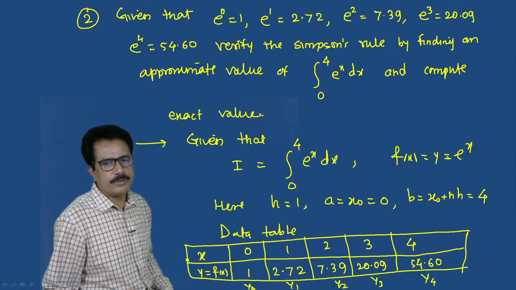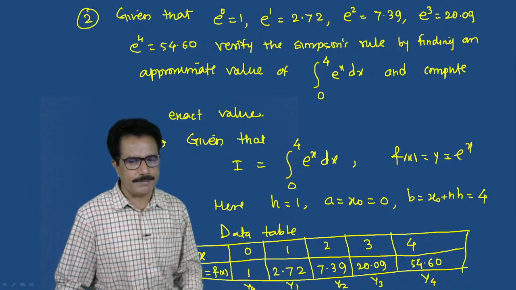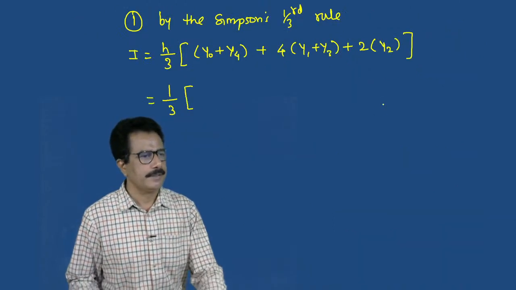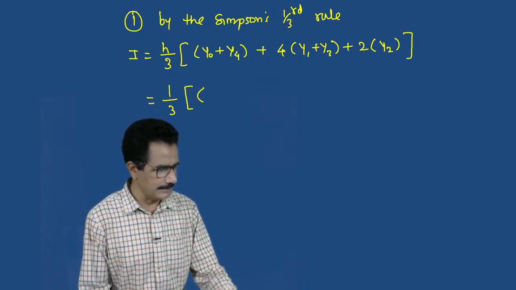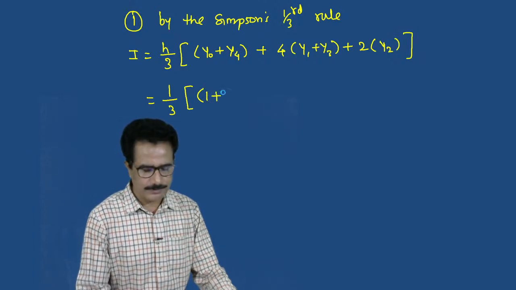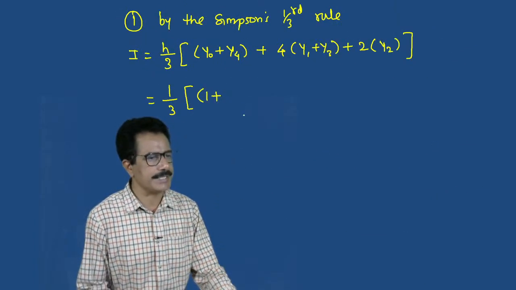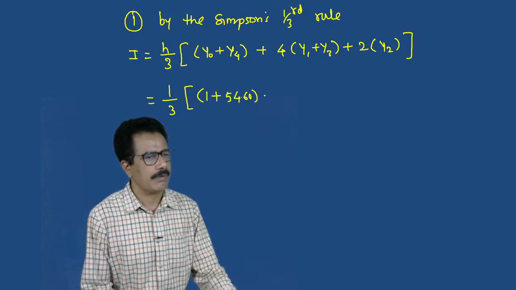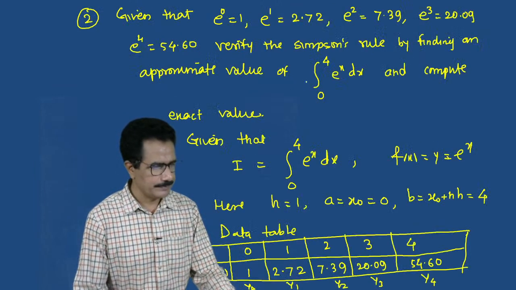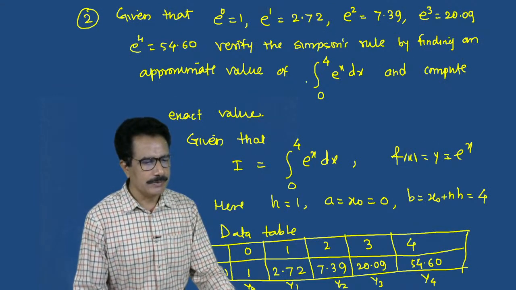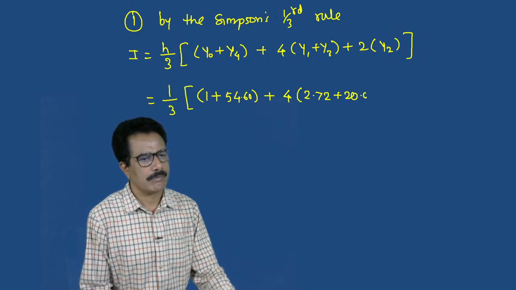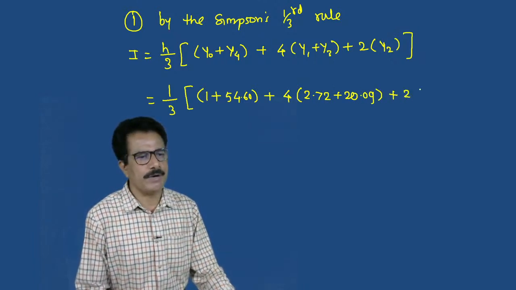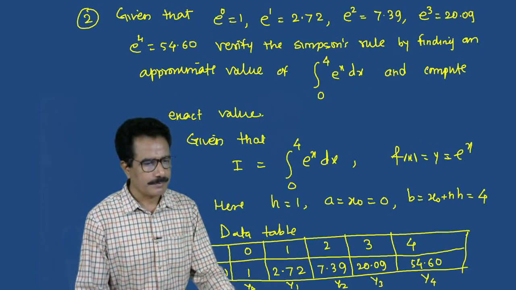Okay. So now let us put the values. Put the values of these and see what comes. We have given y0, y0 means how much, tell me. y0 means 1 plus y4 means 54.60 plus 4 times of y1 means 2.72 and 20.09 plus 2 times of y2 means 7.39.